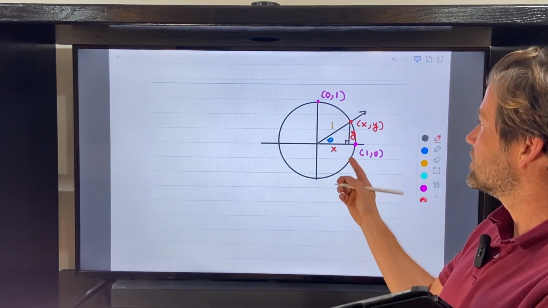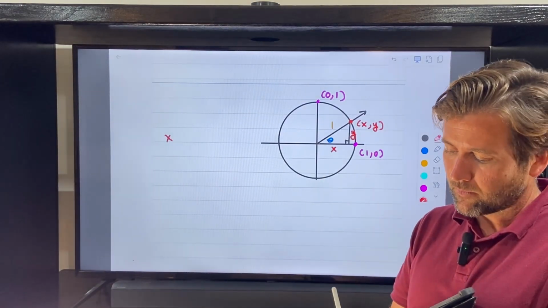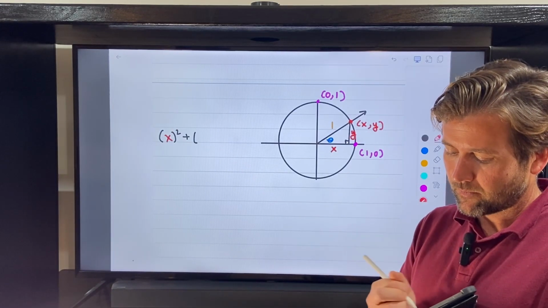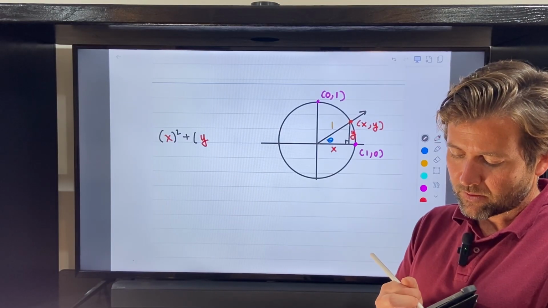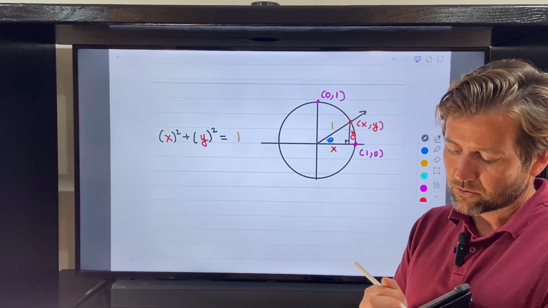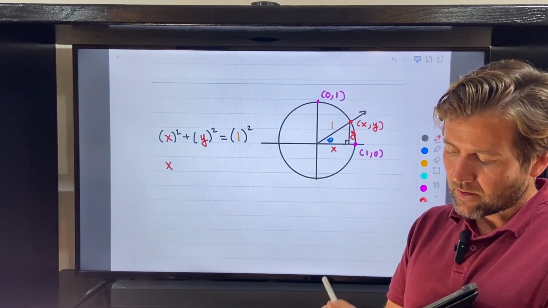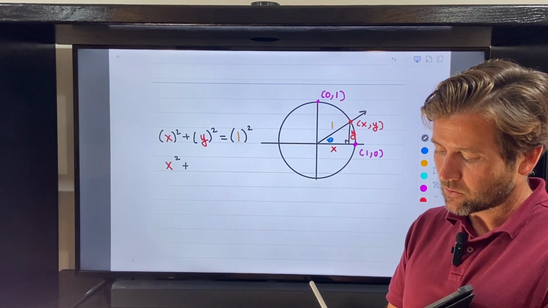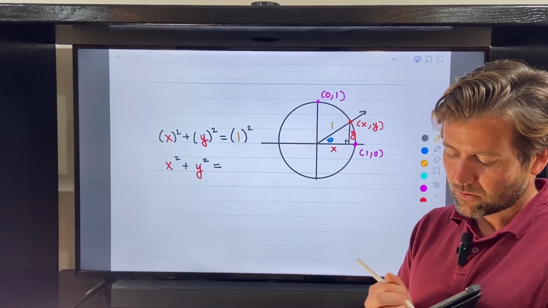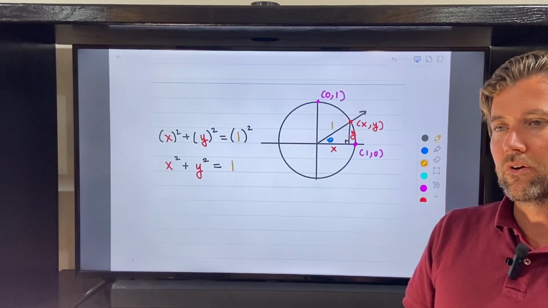All right, so now we're going to use the Pythagorean theorem to write the equation x squared plus y squared equals the hypotenuse, 1 squared. So that simplifies to x squared plus y squared equals 1.